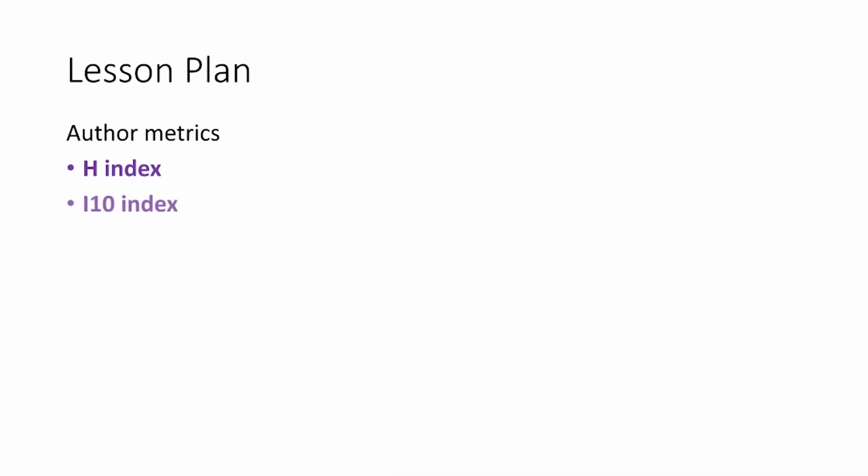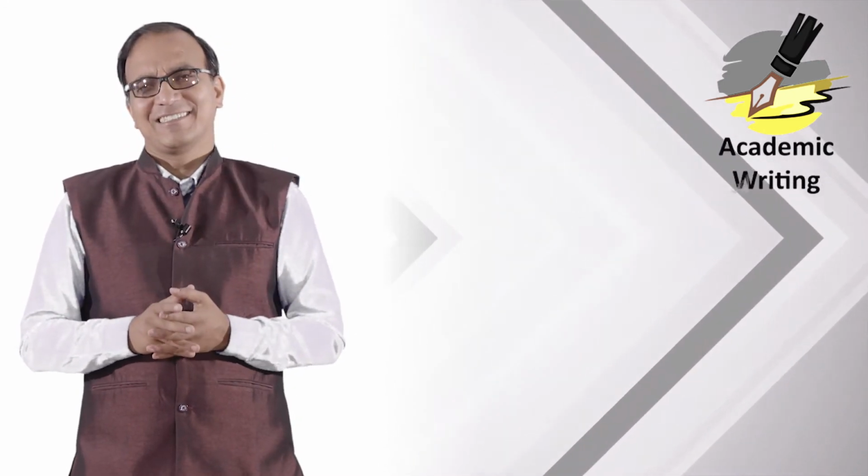We will be covering this module under the heads: factors affecting H index, importance of H index across the disciplines, I-10 index, G index, author IDs, and then miscellaneous metrics. So let's begin elaborating the author level metrics. Now, let's continue our discussion on the H index. We discussed what is the H index.